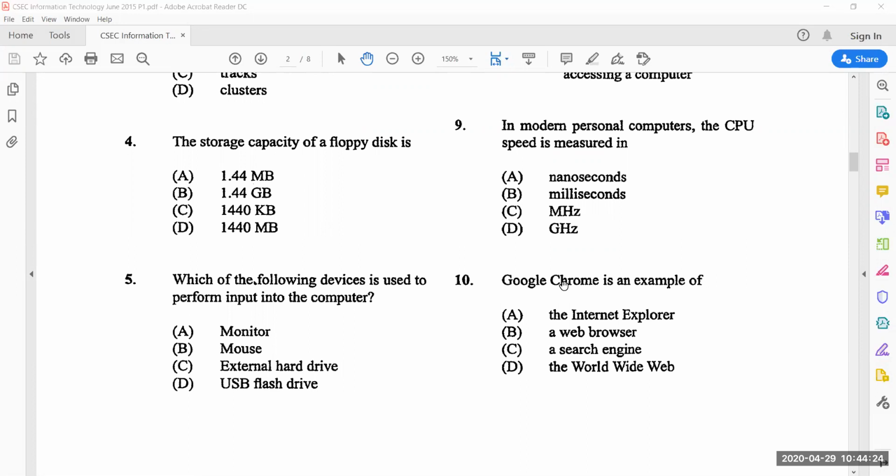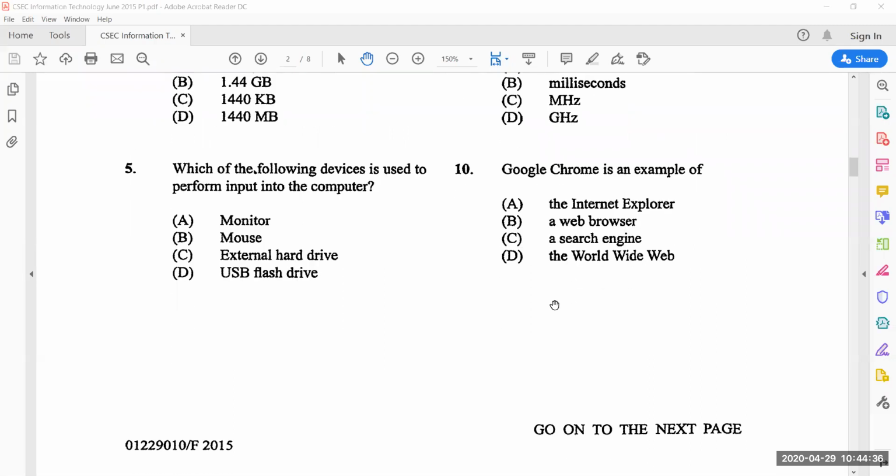In modern personal computers, the CPU speed is measured in, we see this question again. And the answer again is yes, gigahertz. All right, remember, CPU speed can be measured in both gigahertz and megahertz, but the key word in this is modern personal computers.